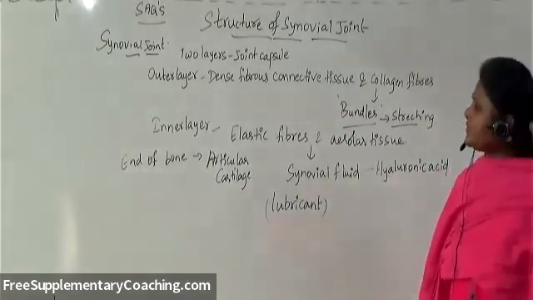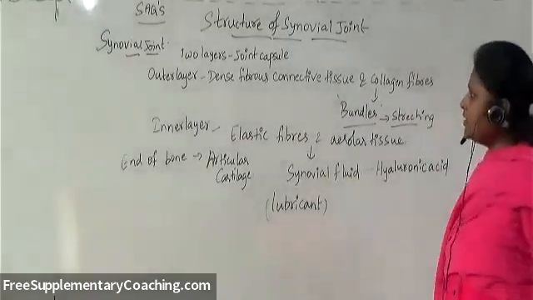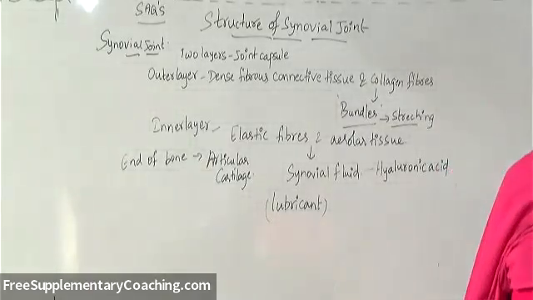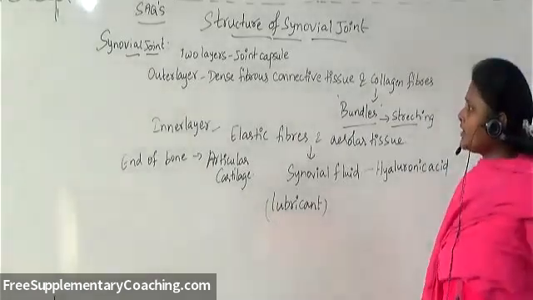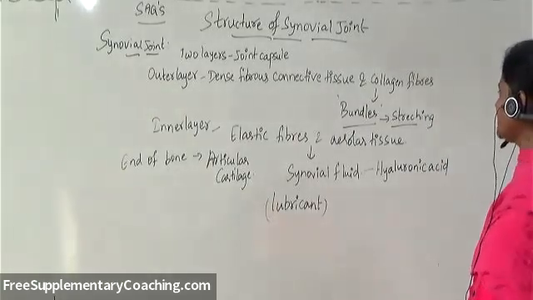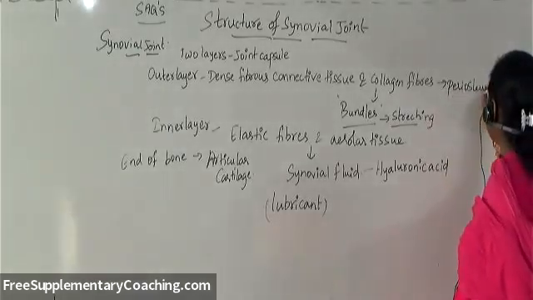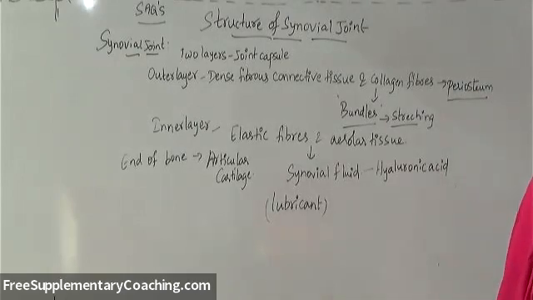So like this, first of all, the synovial joint is the union of two bones. These two bones are covered by a joint capsule, which is made up of two layers. The outer layer is made up of dense fibrous connective tissue and collagen fibers. And this outer layer continues with the periosteum of the bone. You know that the outer covering of the bone is called the periosteum.